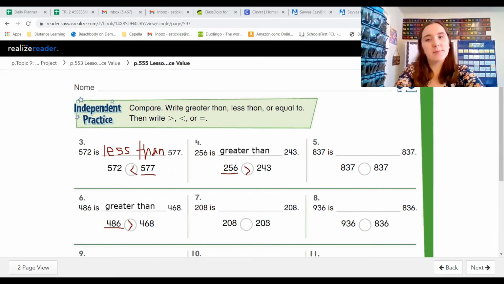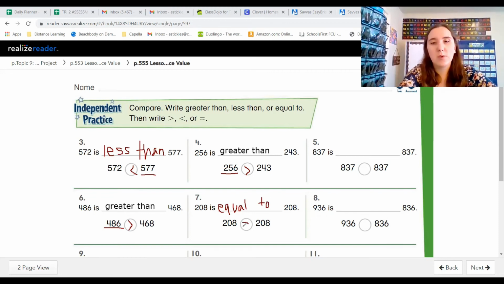Pause me, write your answers down, and come back when you're done. Okay, let's look at those numbers. 208, 208. Well, my hundreds are both 2s, my tens are both 0s, my ones are both 8s, so those numbers are the same. So I'm going to say 208 is equal to 208. They are the same.